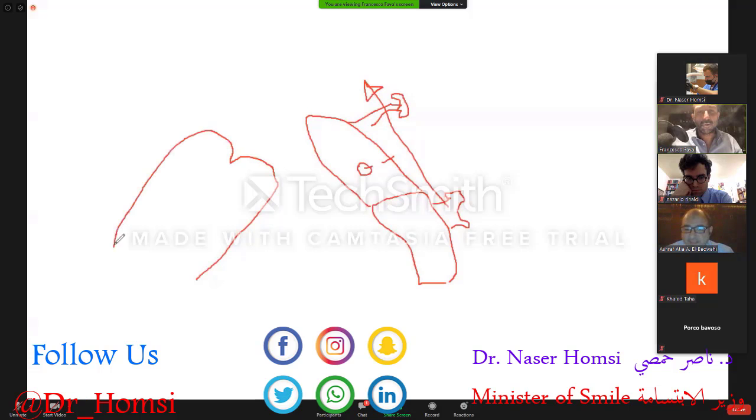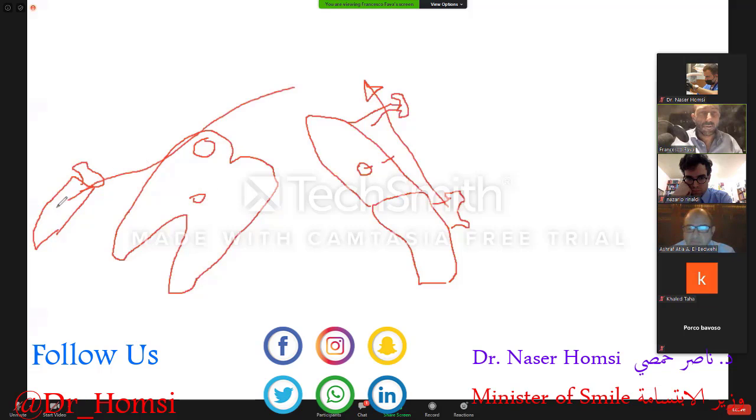I would like to make a drawing. Very high position of the button, very low position of the screw. So the force is intrusive and acts far from the center of resistance. So while the tooth uprights, it tends to intrude. Or another option is loops with vertical control of the position of the tooth.